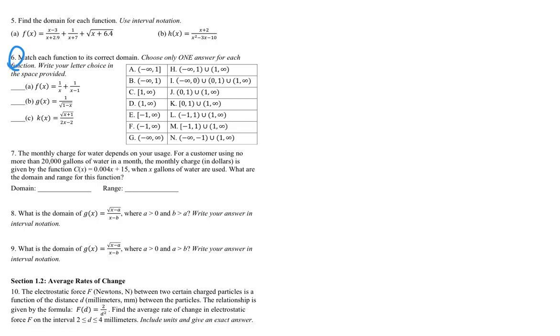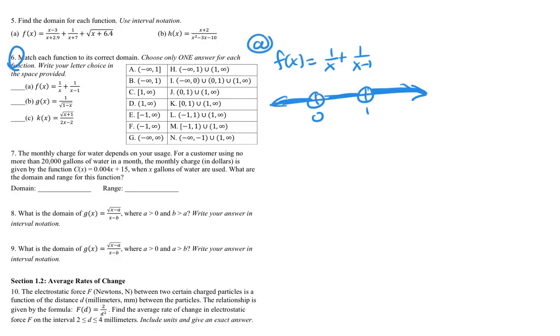So I can see that f of x is equal to 1 over x plus 1 over x minus 1. So the domain for that function would be, I need to throw out 0 and also 1. So it should be this number line for part A. So let's see which one that matches. So it should go from negative infinity to 0, union, 0 to 1, union, 1 to infinity. So the correct answer for that is I.